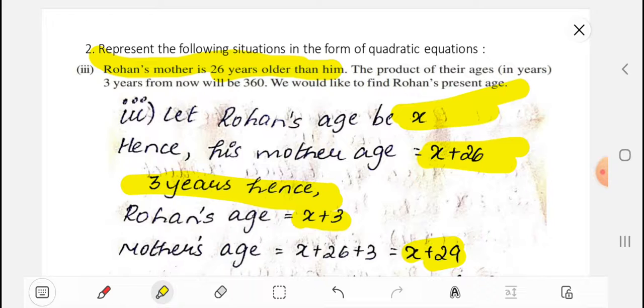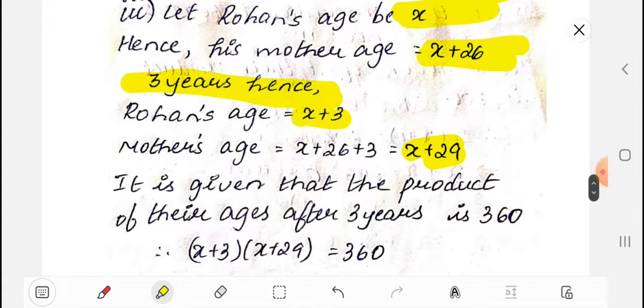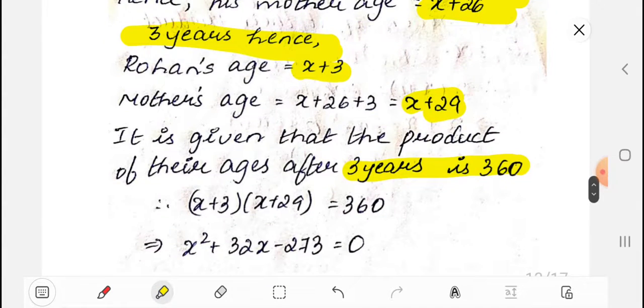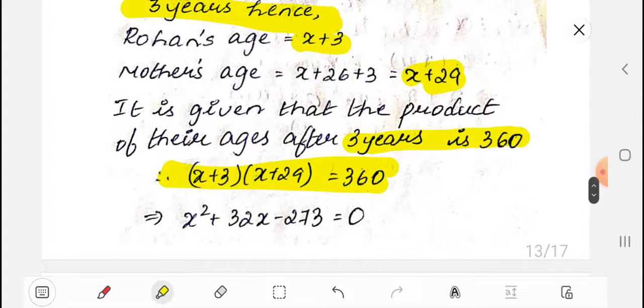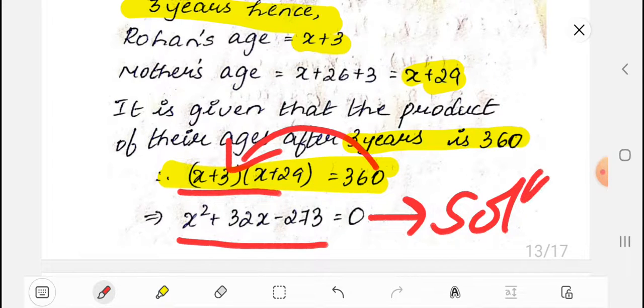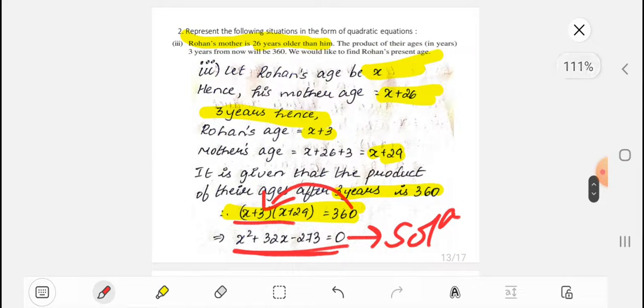Then they have given that the product of Rohan's age and his mother's age after 3 years will be 360. That is what I have written as the statement over here. Write down the equation like this. Simplify the LHS, get 360 to the RHS, and simplify this. We get this as our final solution. I have zoomed it out. Take it down.